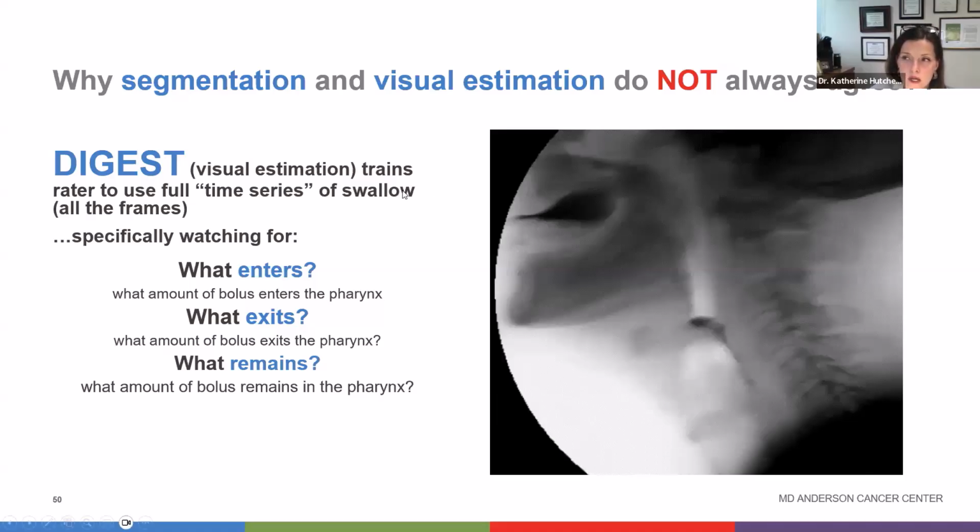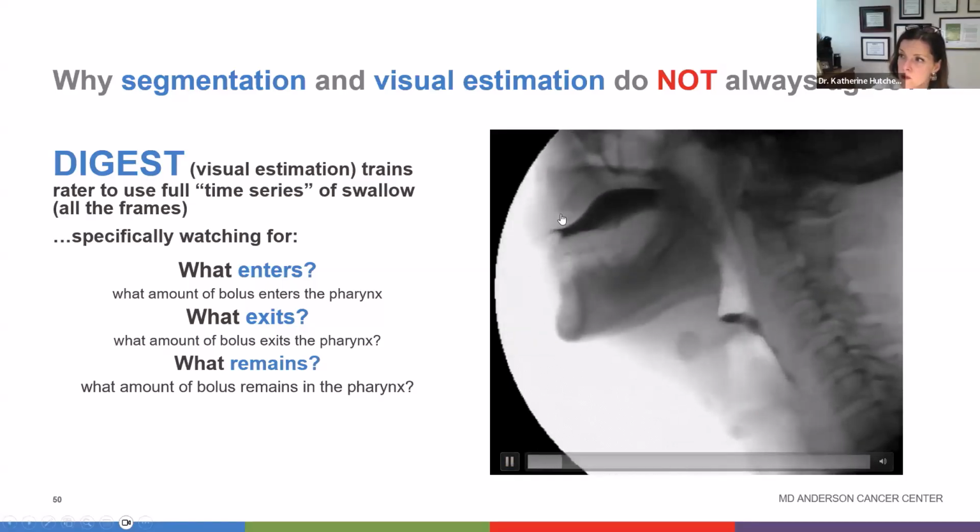So what Digest trains a rater to do when estimating residue is to watch the full swallow. So you're watching the full time series of the data, and you're specifically estimating residue based on 3 factors. You're looking at what enters the pharynx, what exits the pharynx, and what remains. And you're putting that all together into data to say, okay, what's the total percentage of that bolus that is retained within the pharynx?